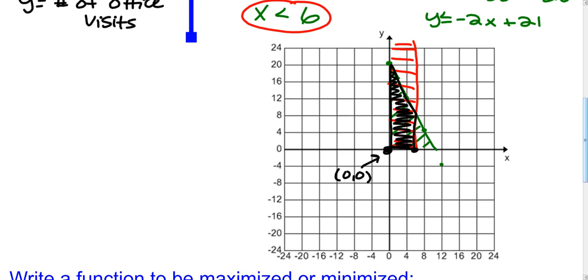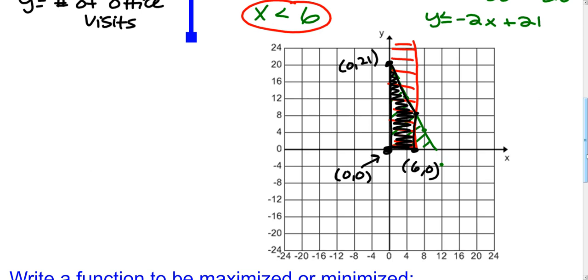One of them is at 6, 0. One of them is up here at 0, 21. And this one isn't quite so pretty. I can't exactly figure out what it is. So that means I need to do a little solving, okay?